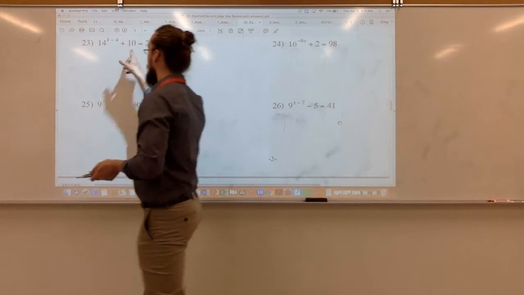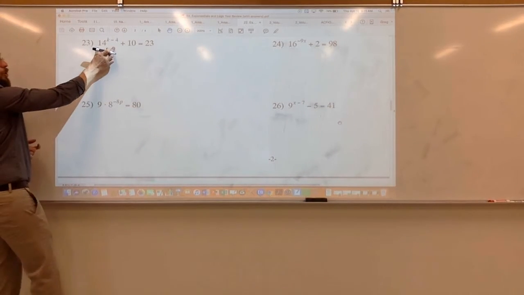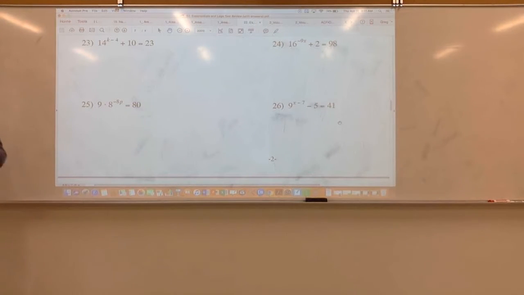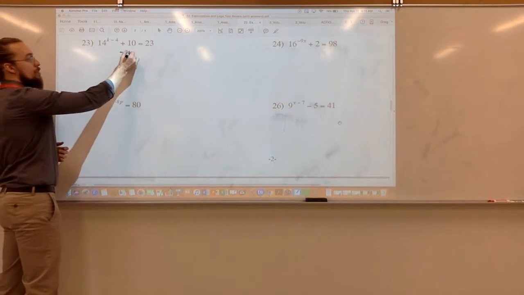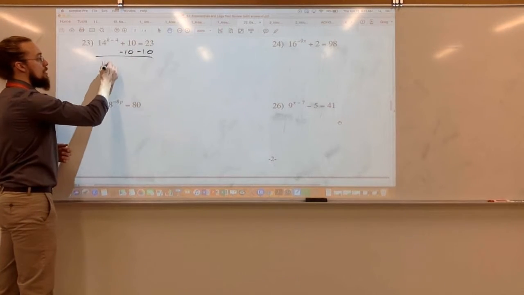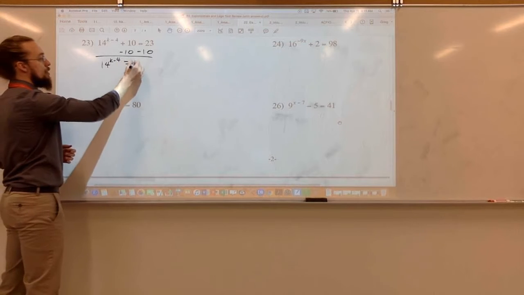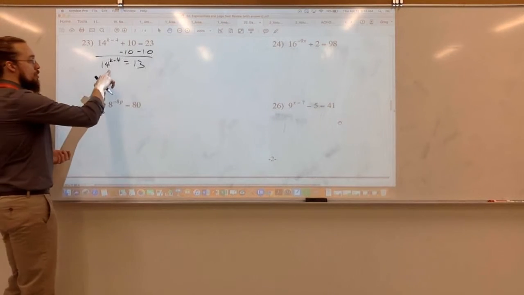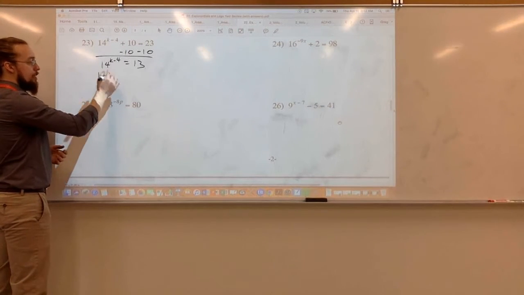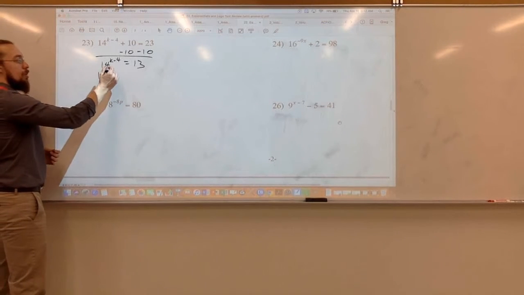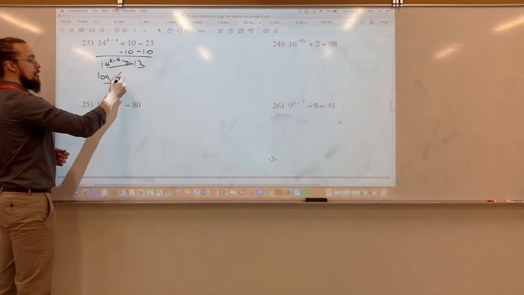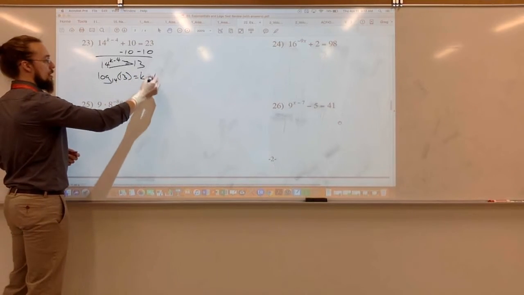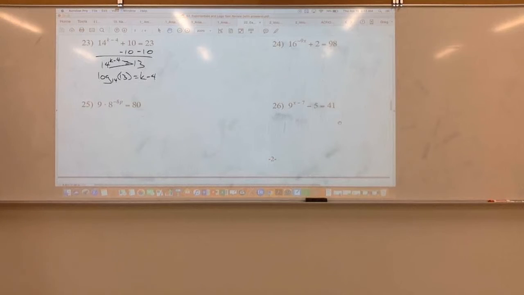So in number 23, my exponential is this term, 14 to the k minus 4. I want to get that by itself, so I want to subtract this 10 over. We'll get 14 to the k minus 4 equals 13. Now, once I have the exponential by itself, I want to rewrite this as a log. The base of the exponential becomes the base of the log. So I will have log base 14 of 13 equals k minus 4. Now this we can put into the calculator.